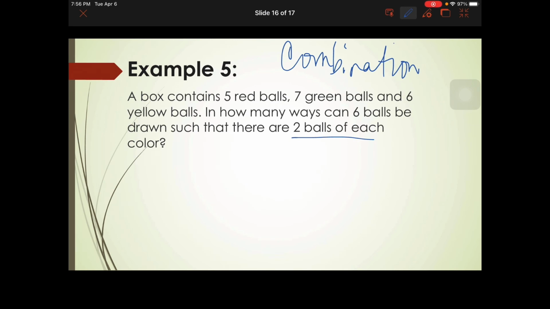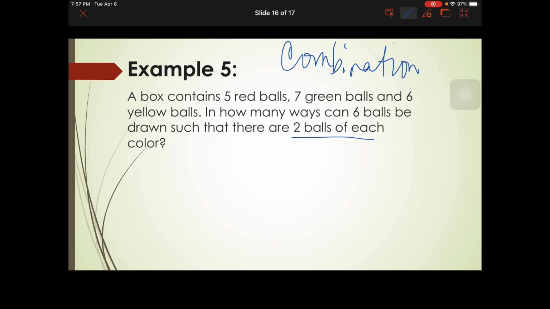But wait, naalala nyo ba kung paano isolve itong klaseng problem ito? There is a specific pool of options for each ball. Meron kang 5 red balls, 7 green balls, and 6 yellow balls. At kailangan mo lang ay 2 balls for each color. So, paano natin isosolve to? We're going to get the combination for each color. Tapos, using the fundamental counting principle, we're going to multiply your choices. Okay? I already gave an example of this doon sa ating combination video. If hindi nyo pa siya napapanood, please check it out after this.